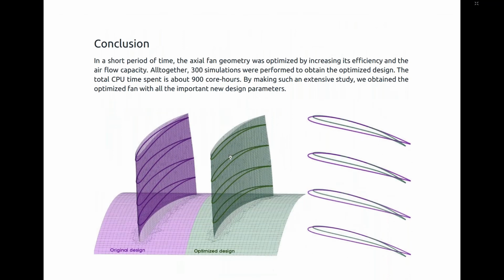Okay, so just to conclude, we used 300 simulations, which took just 900 core hours. On my computer, which has just 12 cores and is an old one, it takes less than 3 days to run the whole optimization process. And for example, as a visualization at the end, we have here a comparison of the original design and the optimized design.